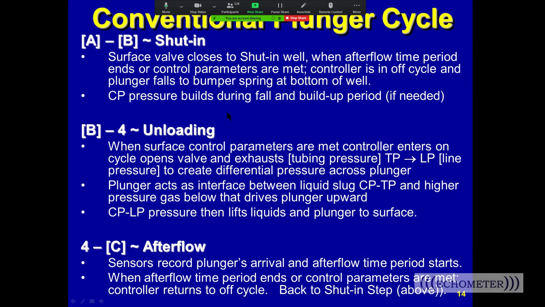The casing pressure is what builds up during shut-in, and you may even need to build extra time to have enough pressure to bring the plunger up. There's a paper that we wrote called Fossengall that calculates the rise velocity based on a certain casing pressure. That's available, with our papers, on our webpage.